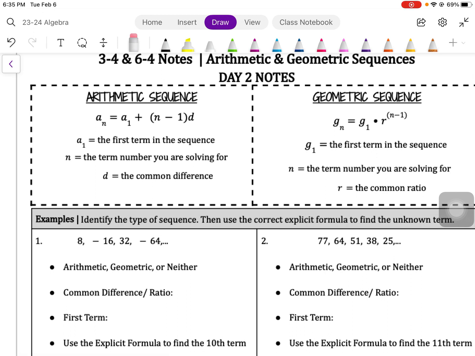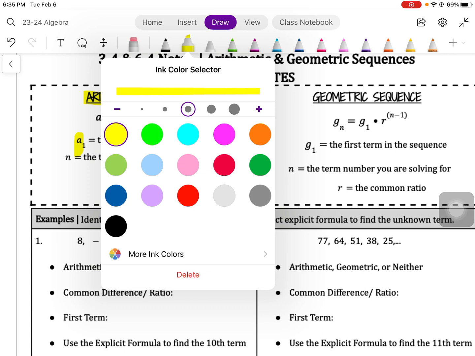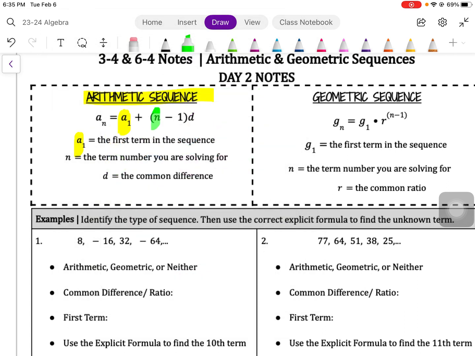So we're going to start with a formula for an arithmetic sequence. In this formula, we read it as a sub n equals a sub 1 plus the quantity of n minus 1 times d. And each of these parts is important to understand. The first part of our formula is a sub 1, and that stands for the first term in the sequence. Then we have n, which represents the number of the term that we are wanting to find. And then we have d, which is our common difference. Remember, that's the number that we are adding every time.